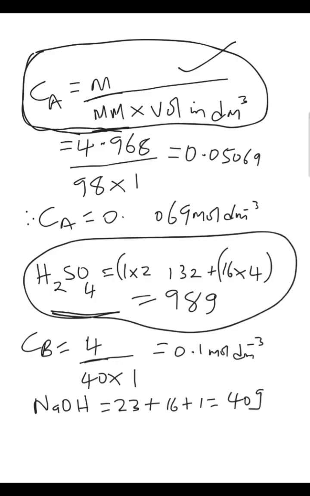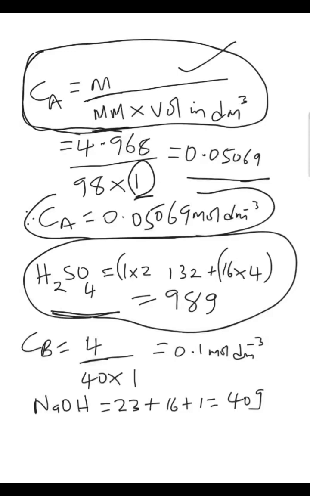So I say 4.968 divided by 98 times, we are told that the acid will contain 4.968 grams in 1 dm cube, so the volume there is 1 dm cube. If we solve this, it means the concentration of the acid in mole per dm cube is 0.05069. Please, this is the concentration of the acid you're using. So this is our Ca.